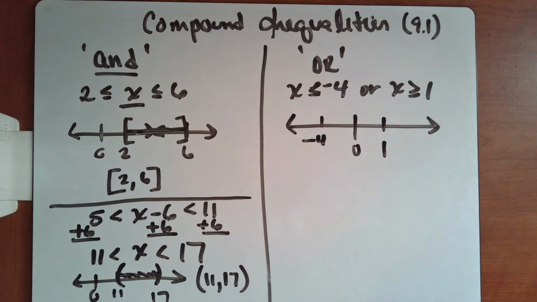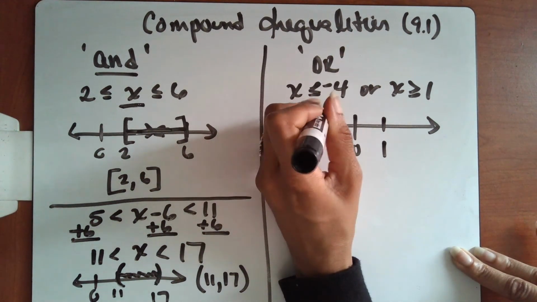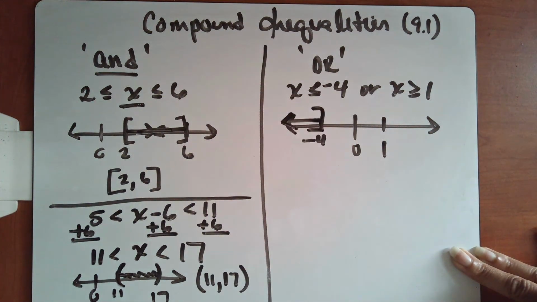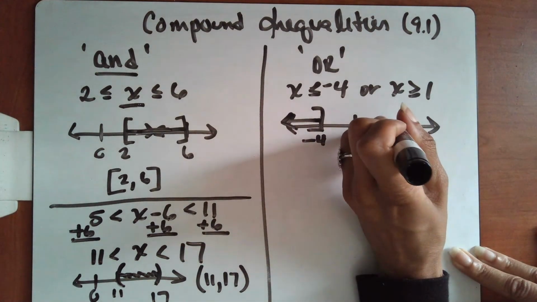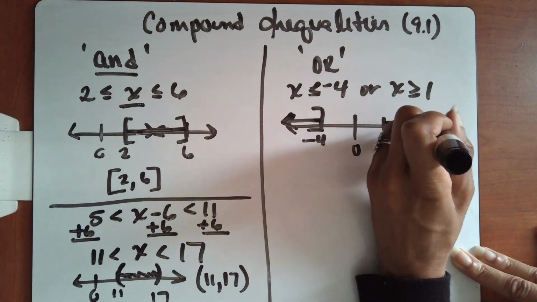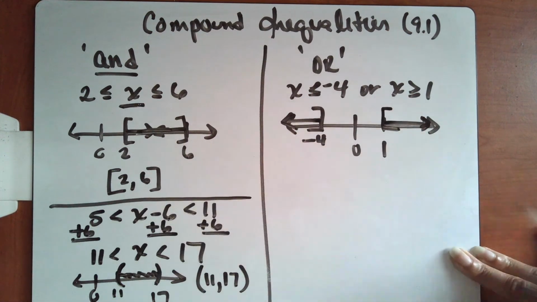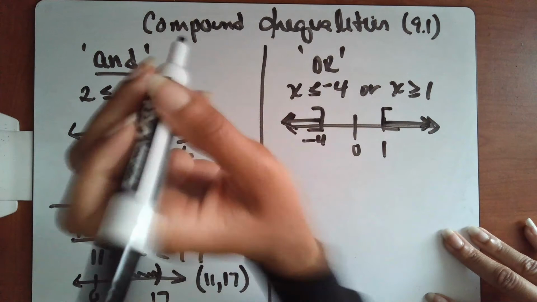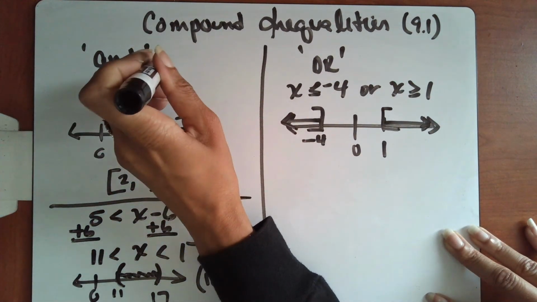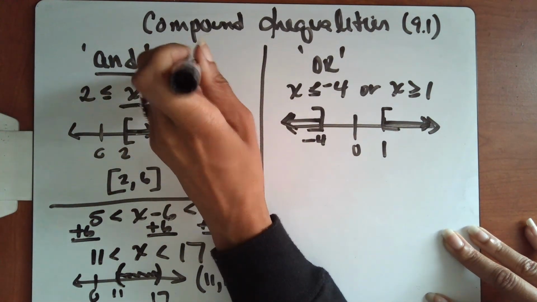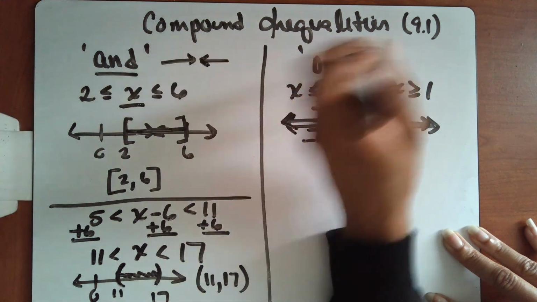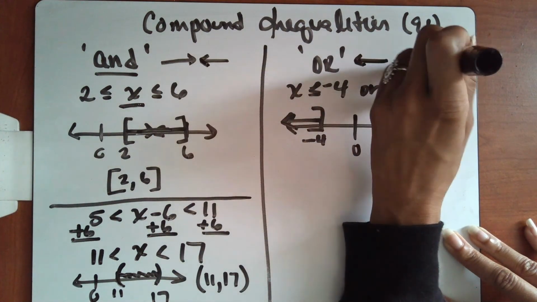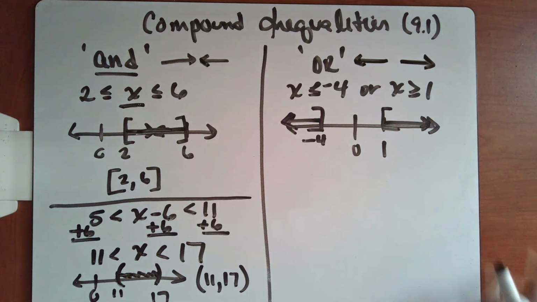So x is less than or equal to -4. So less than, and then the or equal to means a bracket. Or x is greater than or equal to 1. So greater than goes out to the right, and it's a bracket. All right. So the ors will usually go separate ways. So what's the takeaway here? The ands usually come together. The ors usually go apart in the solutions.